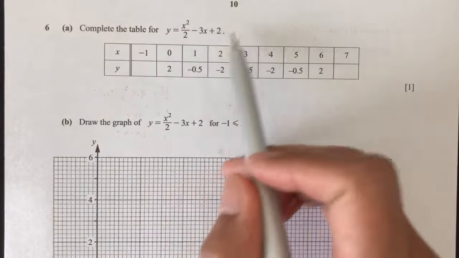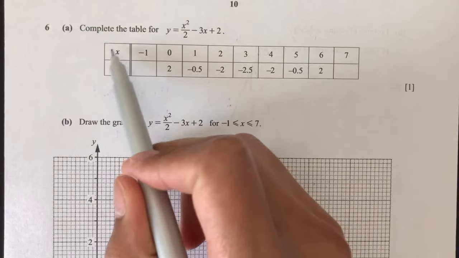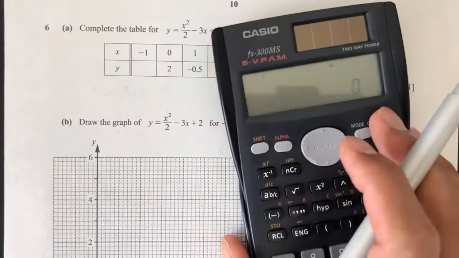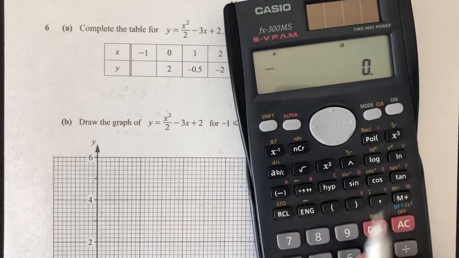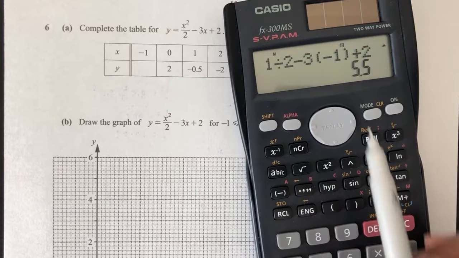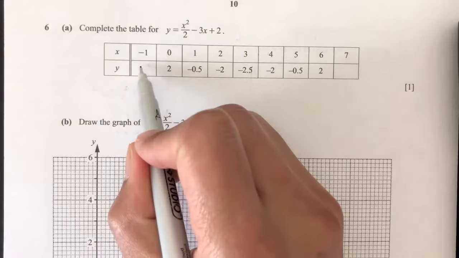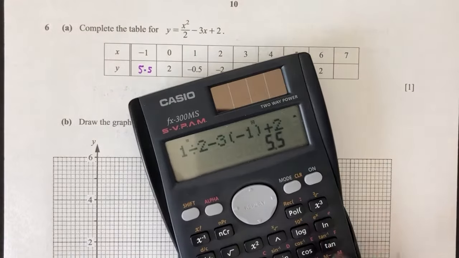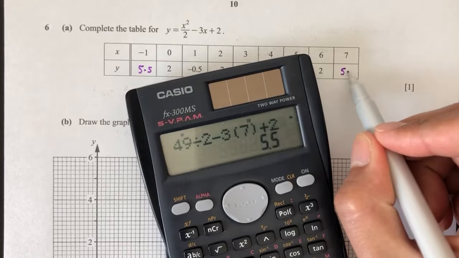Complete the table for this equation. So we just have to replace the value of x in this to find the value of y. So x is minus 1. So we have 1 square, which is 1, divided by 2, minus 3 times minus 1 plus 2. That will be 5.5. And for the point 7, 7 square will be 49, divided by 2, minus 3 times 7 plus 2. That will be 5.5 as well.